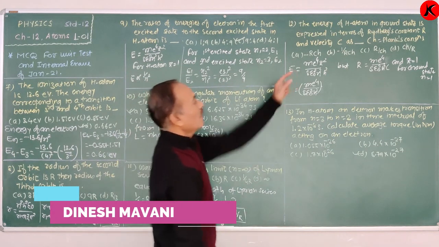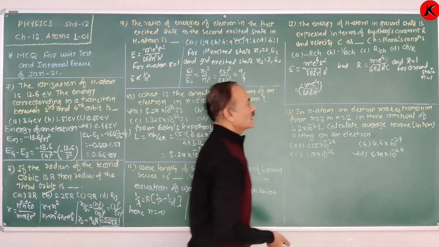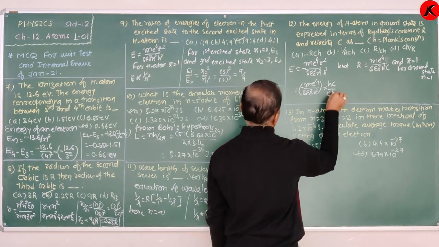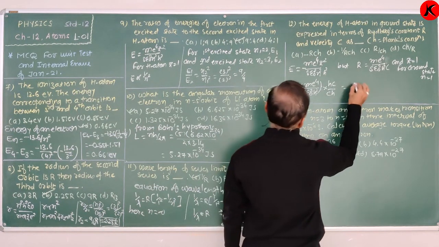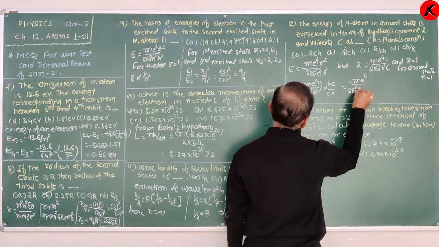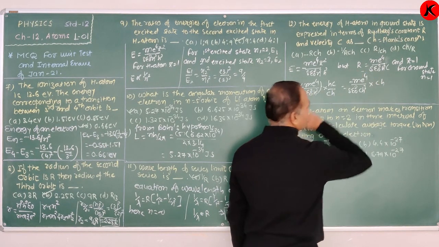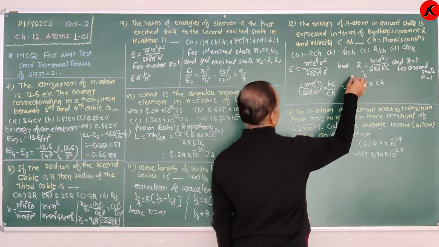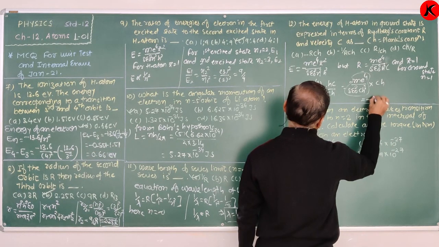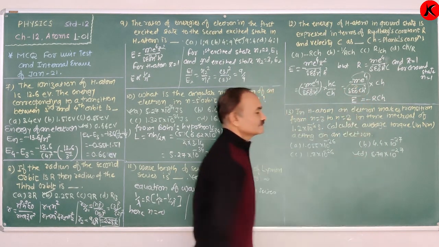To convert into the form of our Rydberg constant, we multiply and divide it by ch. Therefore, minus me⁴ upon 8 epsilon 0 square c h cube into ch. So this is equal to the Rydberg constant. Therefore, E is equal to minus Rch. That is the equation of energy.